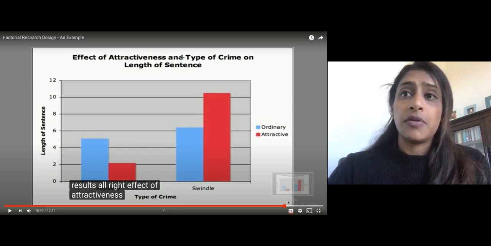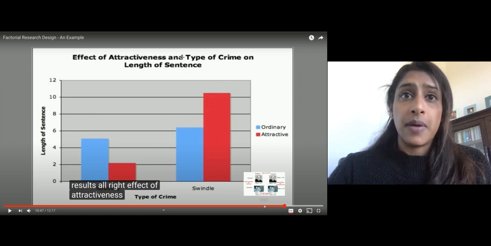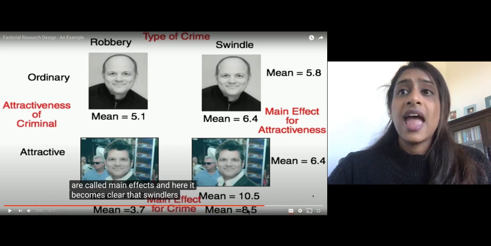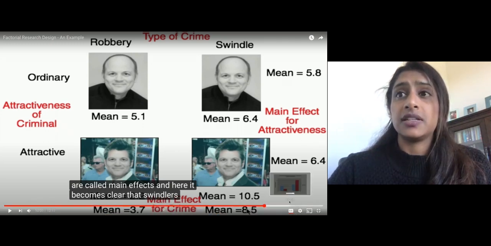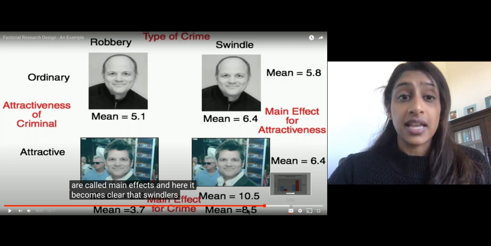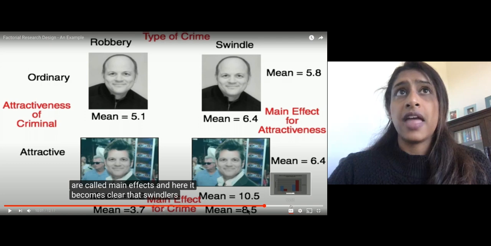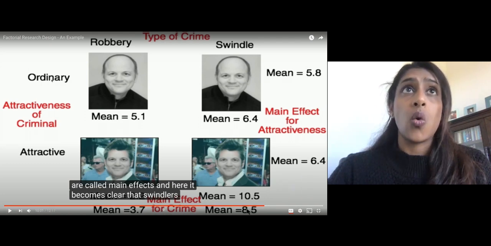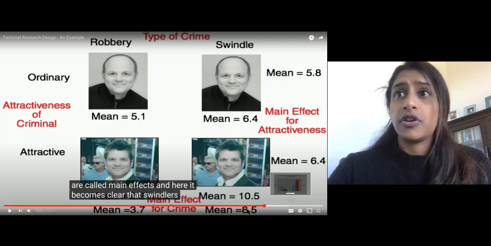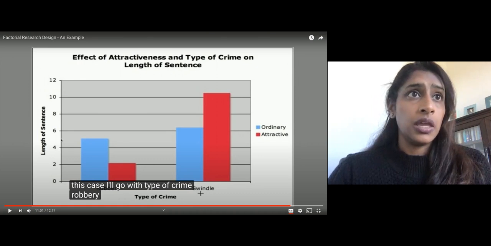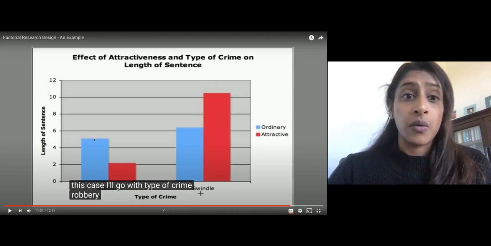So here we have our type of crime as one of our independent variables, right? And then we're going to plot it by the attractiveness of our criminal, which is our second independent variable, okay? If we have a robbery that's done by an ordinary looking person, the average is about 5.1. So we would go here, and this is where we would get this blue graph.